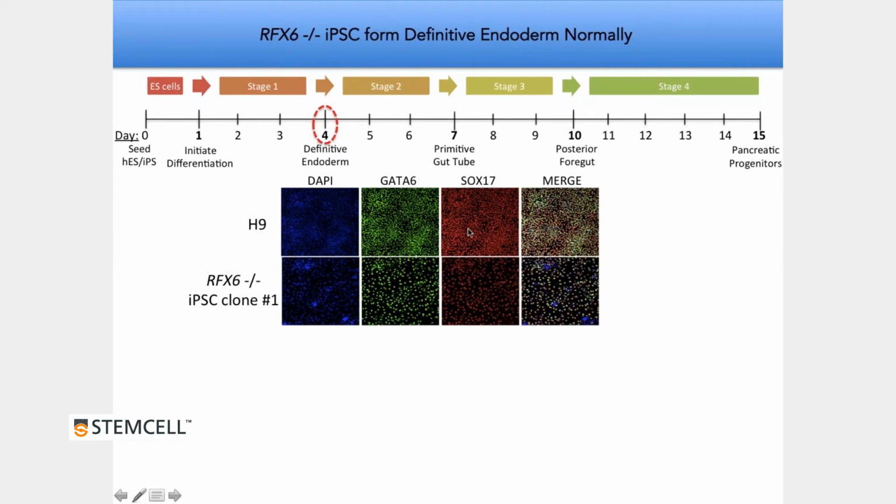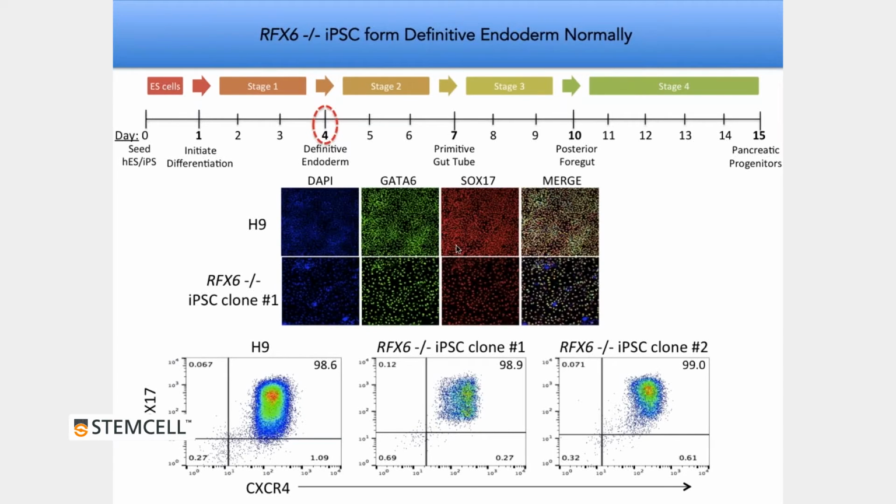If you then quantitate this by FACS, you can see that the number of SOX17 CXCR4 positive cells, which indicate definitive endoderm, is roughly the same between the H9 cells as well as our two clones from our RFX6 mutant patient. I do want to point out that the RFX6 iPS clones, as you can see from the immunofluorescence as well as the cell counts and the FACS, are fewer than the wild type, although they were seeded at different densities at the very beginning of differentiation.